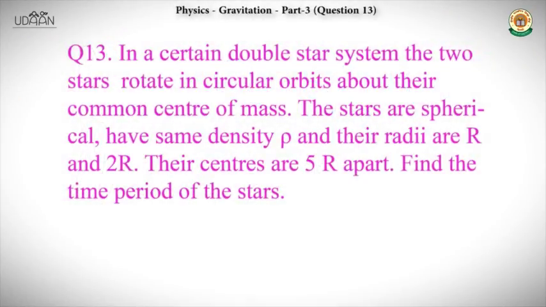Now guys, in the question number 13, we have a certain double star system where two stars rotate in circular orbits about their common center of mass. These stars are spherical and they have the same density rho, and their radii are r and 2r. Their centers are placed 5r apart. Now you have to find the time period of the rotation of these stars.